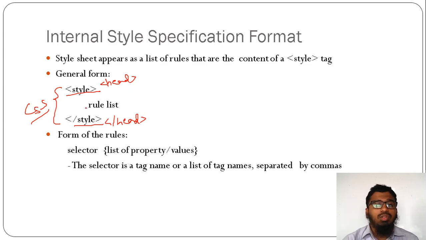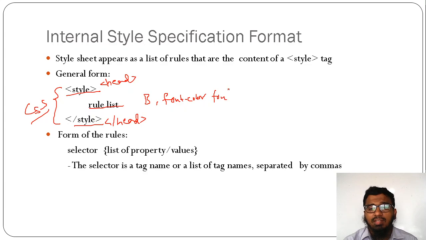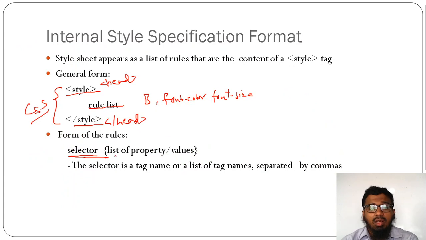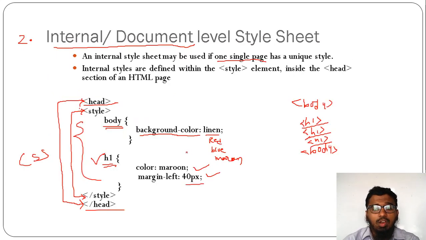Clear? So this is a rule list, whatever the rule is: background color, font color, font size. There are so many. The form of the rule is a selector, bracket open. What is this rule list? In the rule list there should be a selector, because in the previous example we selected the body, and here we selected h1: a selector and a list of the properties and values.